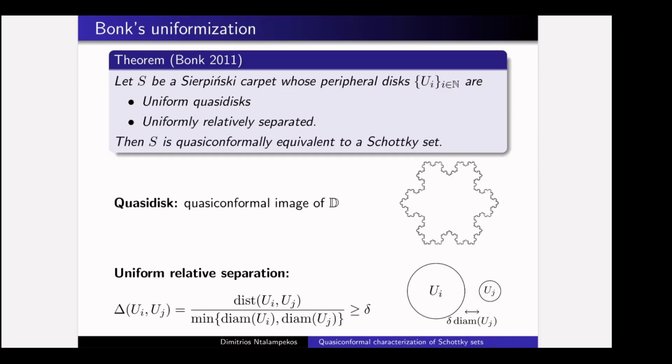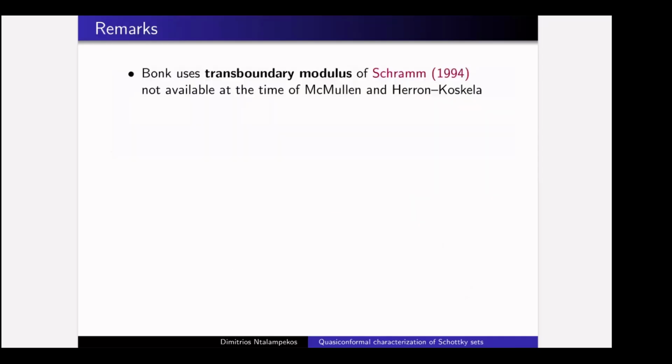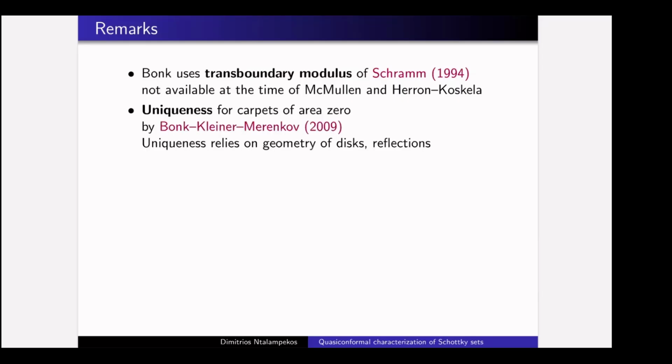Now let's make some remarks on this theorem. First, Mario uses the transboundary modulus of Schramm, which was invented in 1994. It was a very important tool in complex analysis. Since then, it has been used in numerous works. Of course, this was not available at the time of McMullen and Herron and Koskela. Also, Mario obtains a uniqueness statement for carpets of area 0. And actually, the uniqueness follows from some earlier work of Mario, Bruce Kleiner, and Sergei Merenkov.